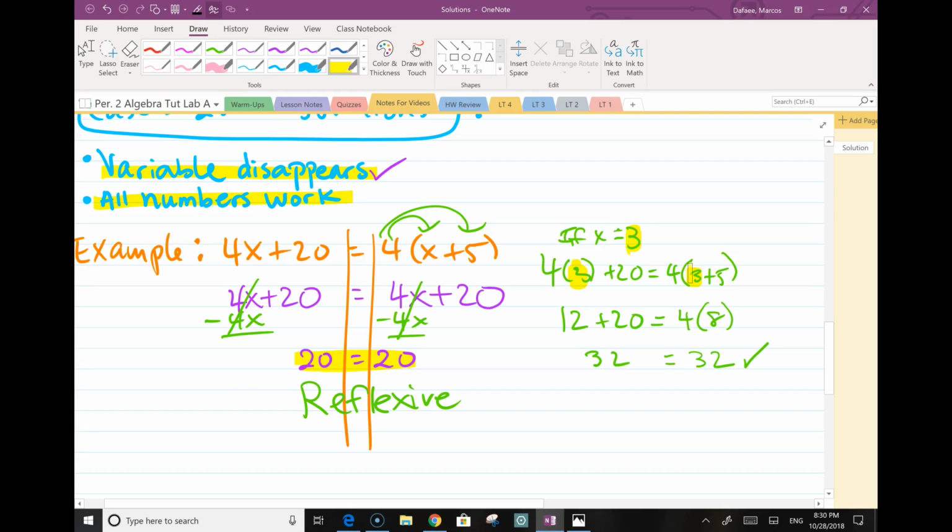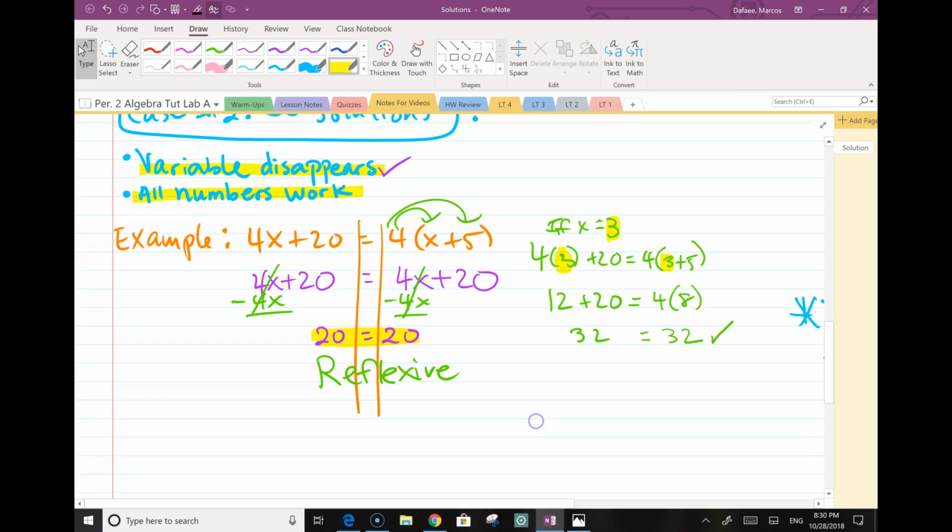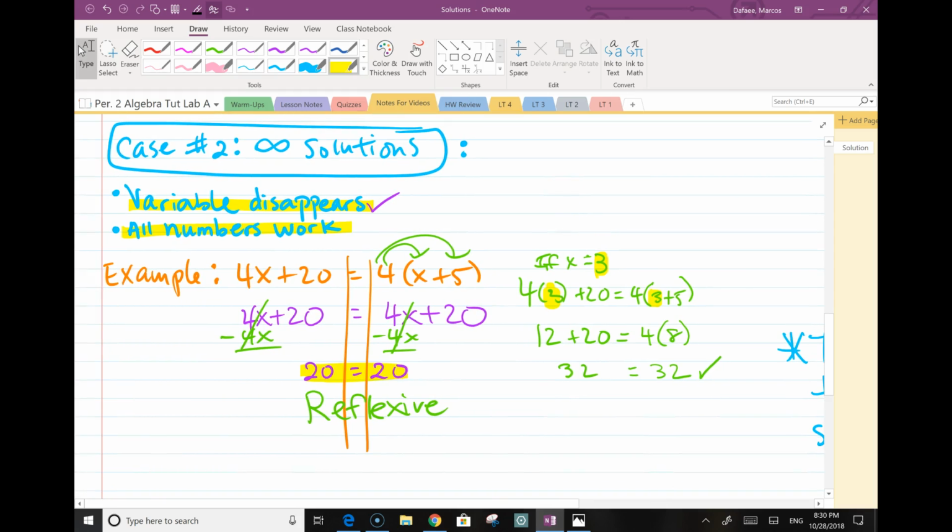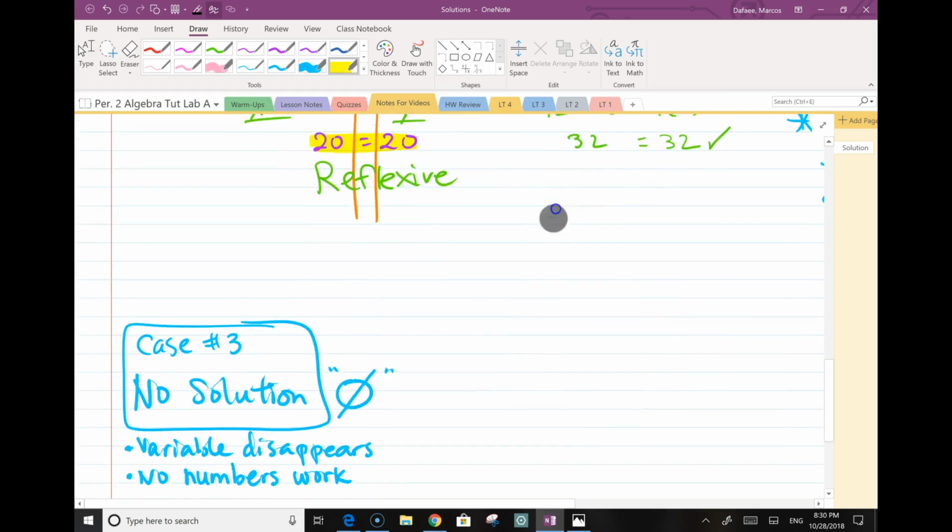This will work anytime you choose any number in the universe. And so for that reason, there's an infinite number of solutions. Let's move on to the next one.